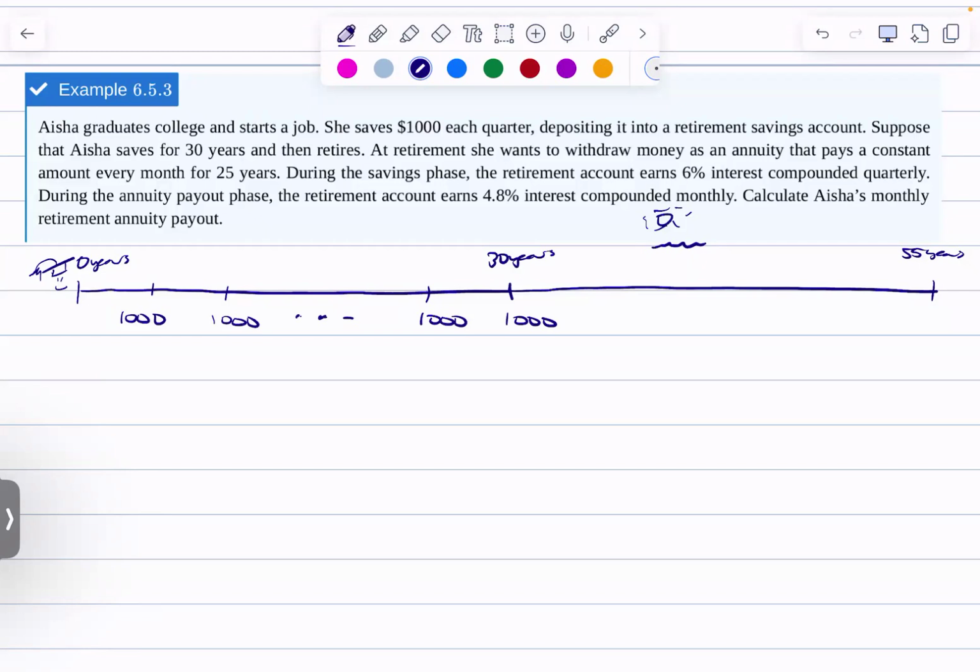For 30 years, which makes 120 quarters, 4 times per year for 30 years. So first quarter, second quarter, 119th quarter, and then she retires.